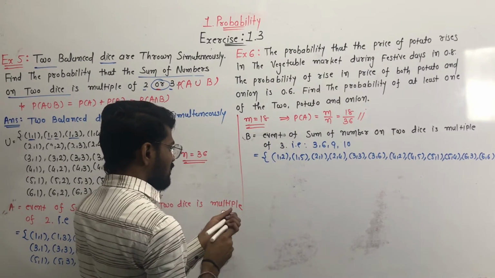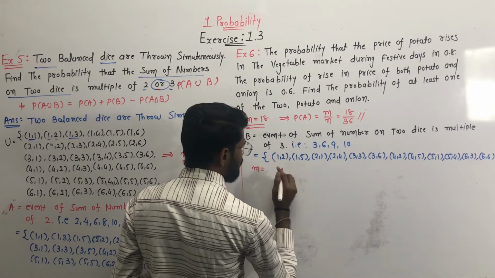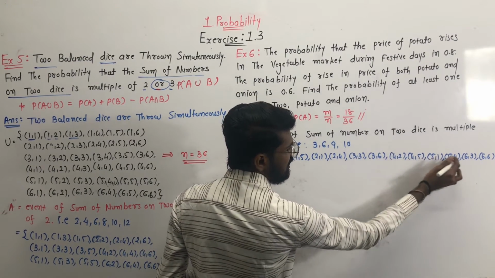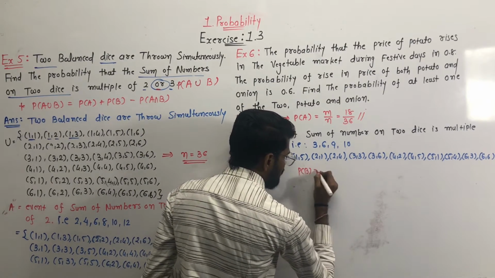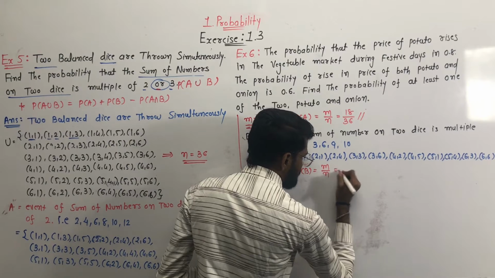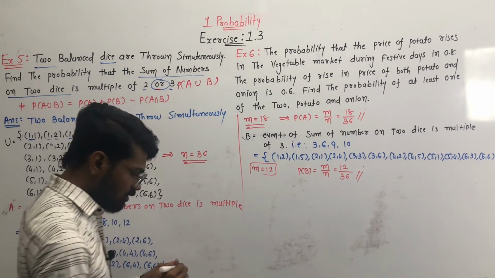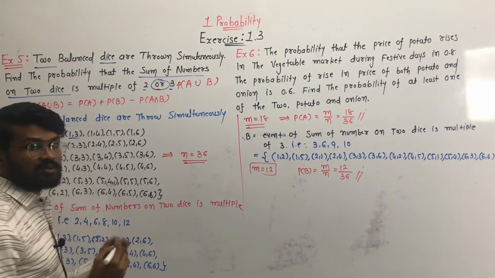Okay, so the number of favorable outcomes of event B is equal to 12. So the probability of event B is equal to m by n, where m is equal to 12 and n is equal to 36. Okay, now we have to find the probability of the intersection of event A and B.